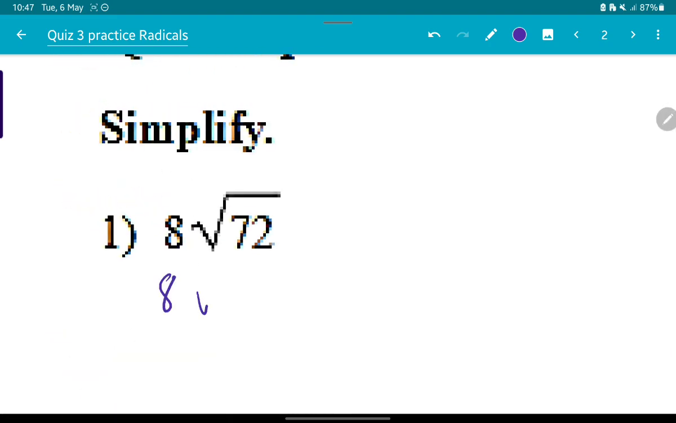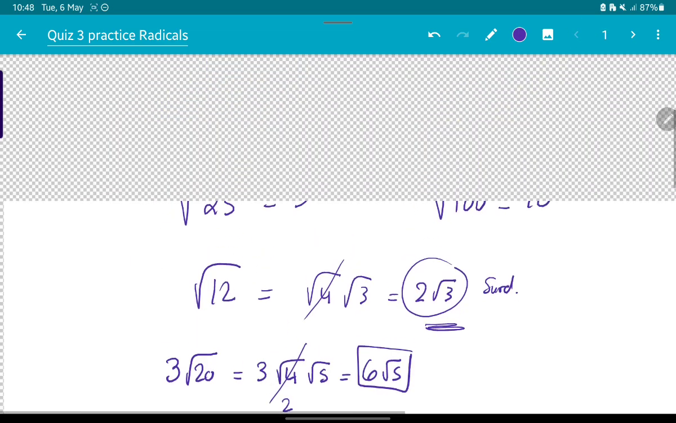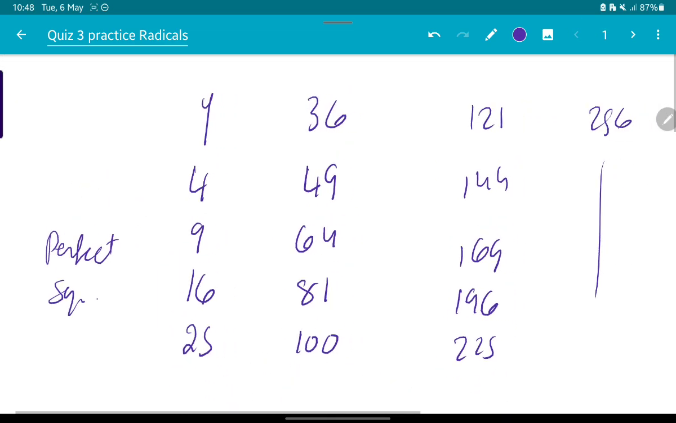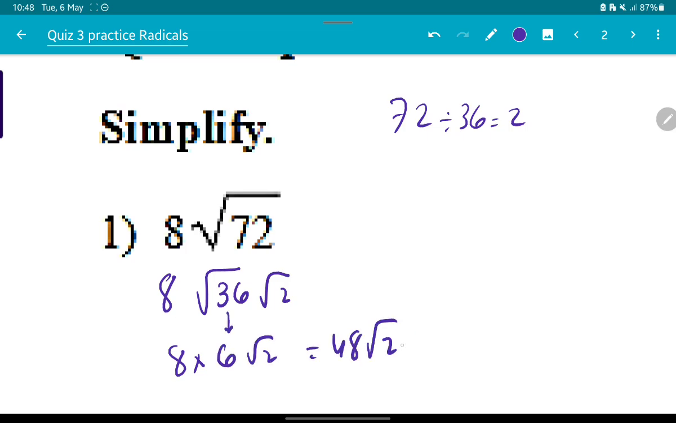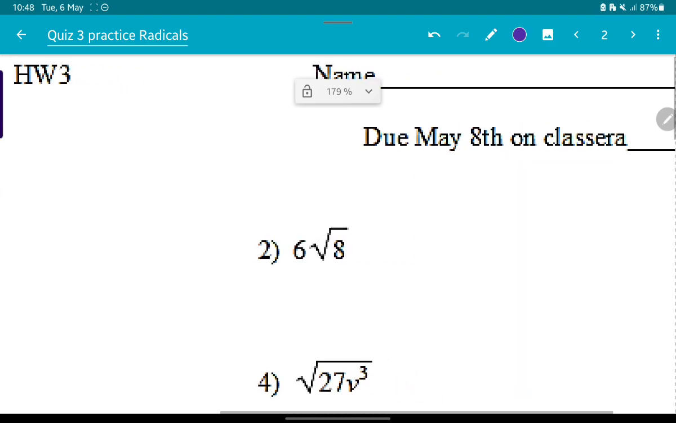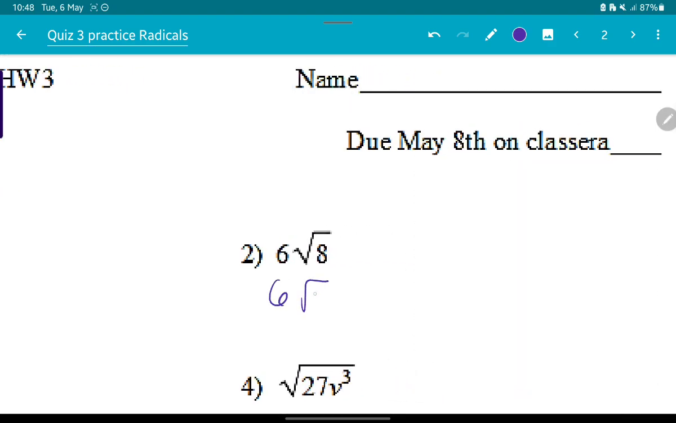For this, it's 8 root 36 times root 2. We need to search inside the 72 whether it's divisible by which of these square numbers, 4, 9, 16, 25, and we take the highest, so we can divide the 72 by 36. The answer will be 2. 8 multiplied by root 36 is 6, so 48 root 2. This will be 6 root 4 root 2. It's 12 root 2.